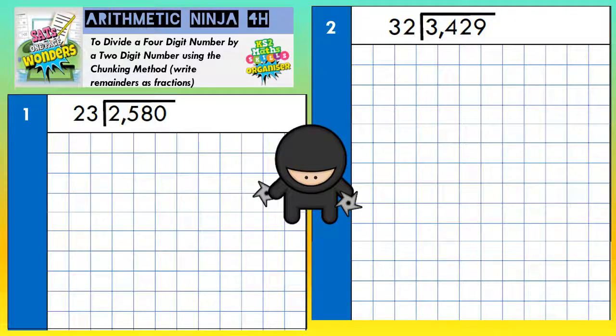Welcome Arithmetic Ninjas to dividing a 4-digit number by a 2-digit number using the chunking method. And this time we're going to get some remainders. Now, first thing to do with the chunking method is start by making some chunks.